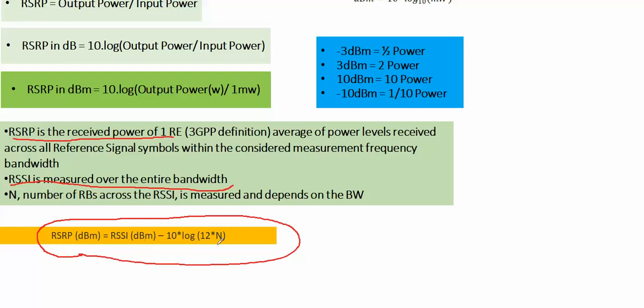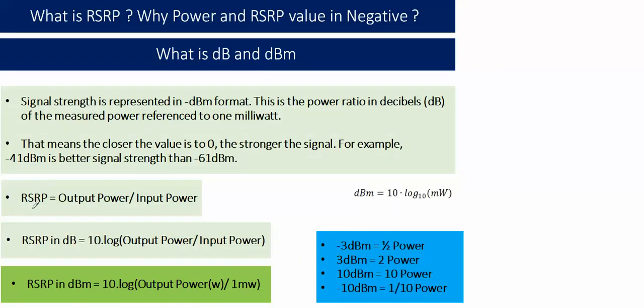This is the formula. Here N is the number of REs across which RSSI is measured, and it depends upon bandwidth. Suppose 5 megahertz bandwidth or 10 megahertz, so they have different values. We can calculate RSRP from here, but we will take a direct example to understand RSRP.